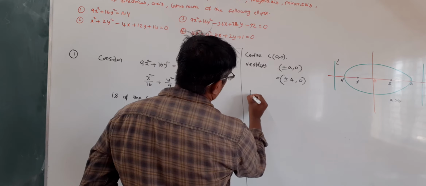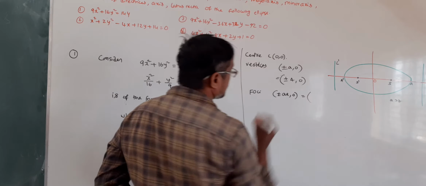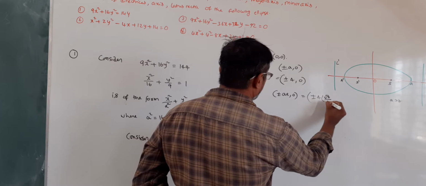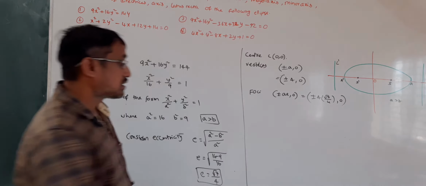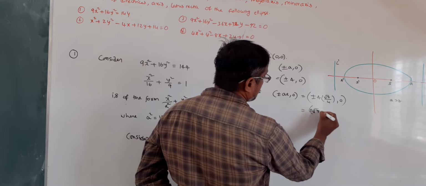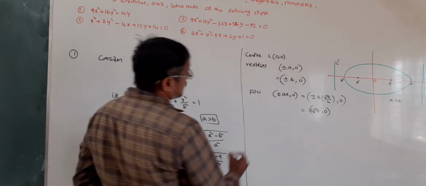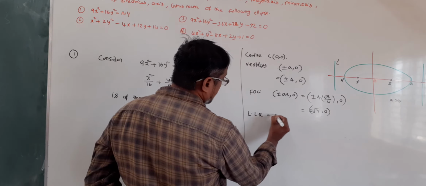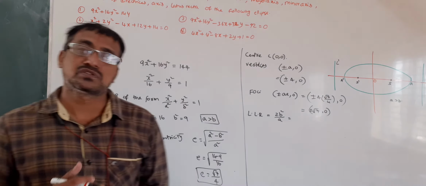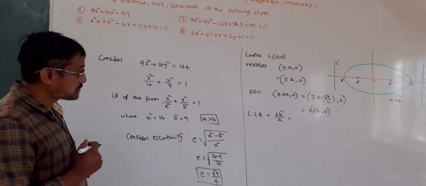Now foci are (plus or minus ae, 0). So you will get plus or minus 4 into root 7 by 4 comma 0, where e is root 7 by 4. So foci are (plus or minus root 7, 0). Next, length of latus rectum. Length of latus rectum is 2b square by a. Ellipse is in the standard form, so length of latus rectum will be 2b square by a, where b square is equal to 9.